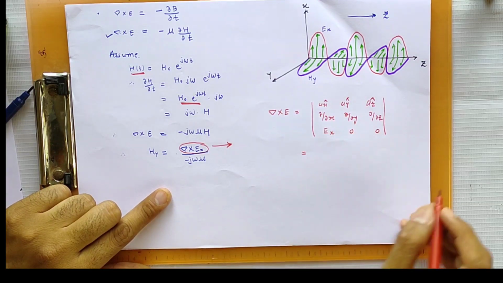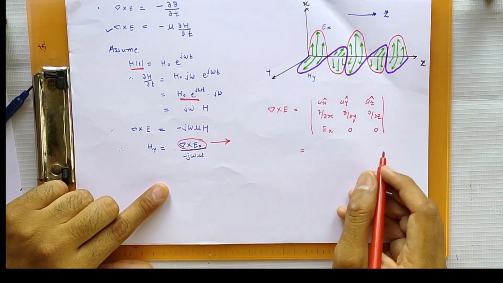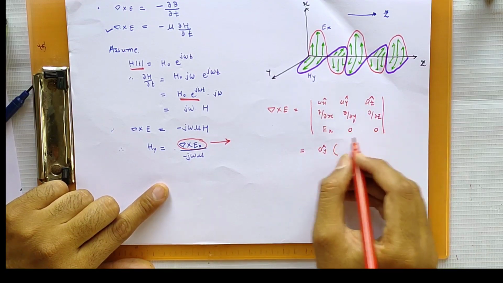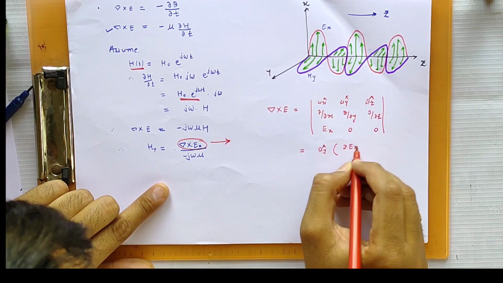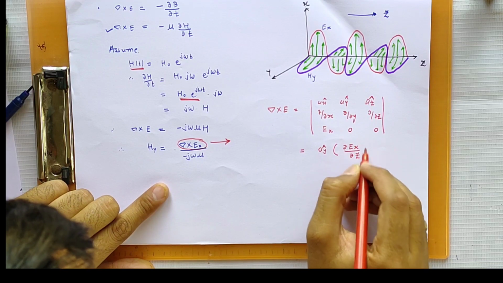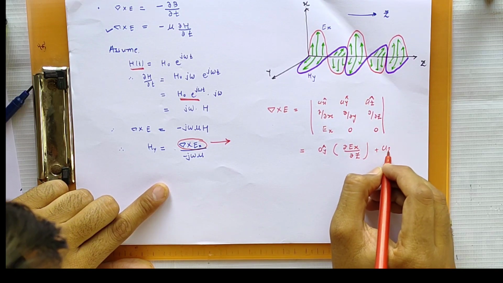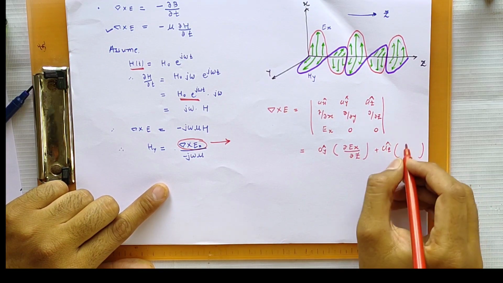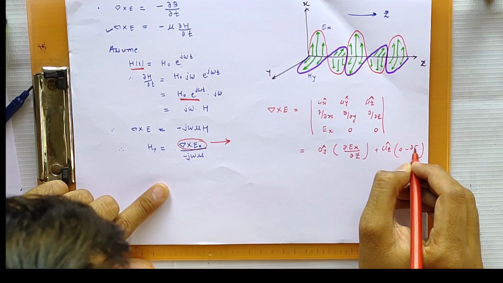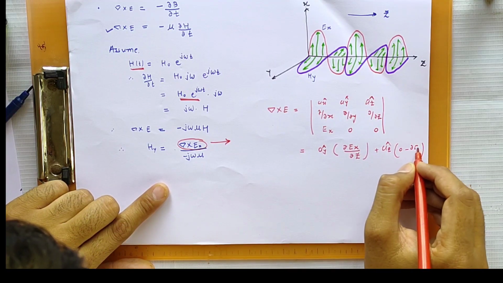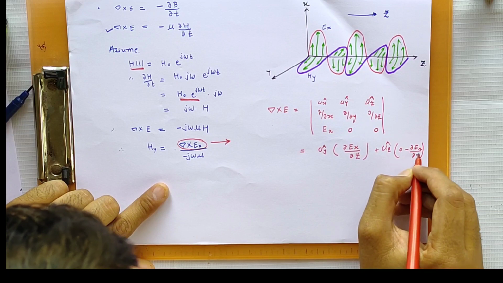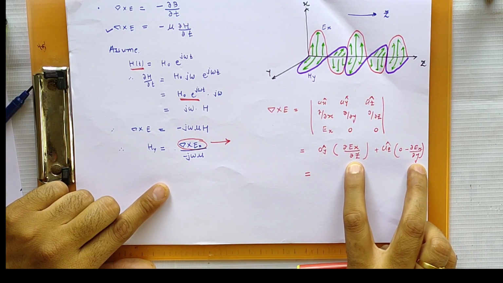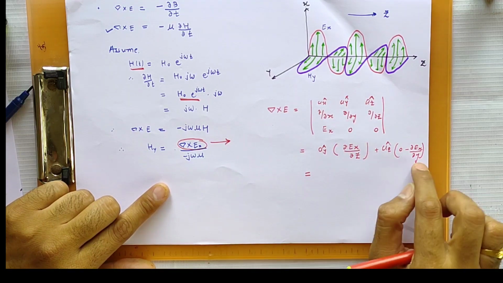Now if you do the simple determinant, we will get del Ex by del z, then plus Az, I will simply find its determinant, del Ex by del y. But out of these two, which one is valid? This one is valid. Why? This one is invalid. Why?